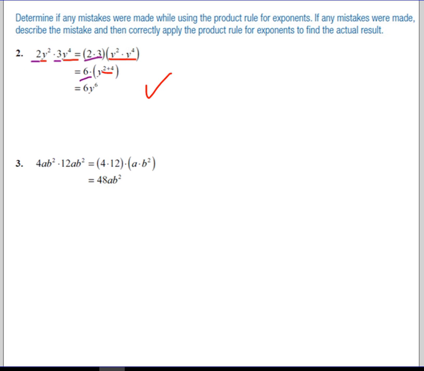Now let's look at the second one. We have our coefficients of 4 and 12. So they show us 4 times 12 is 48. That's good. And then we have our A's. We have a single A here and a single A here. Oh, they just showed that we have A squared B for both of them. And so we should have done A times A and B squared times B squared.